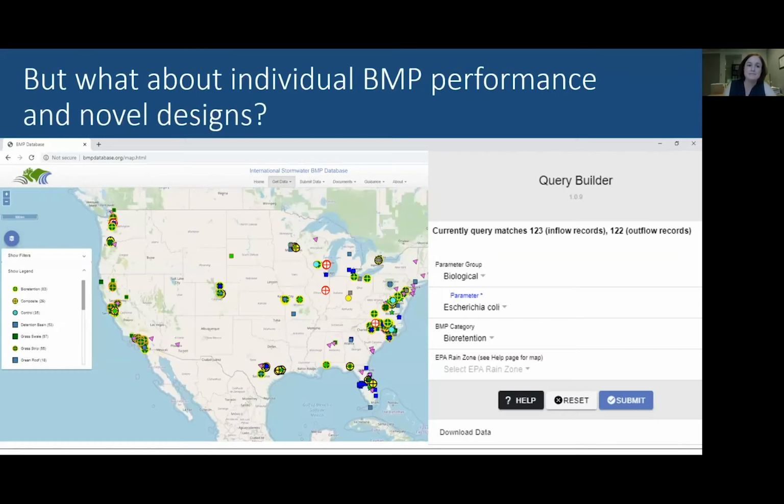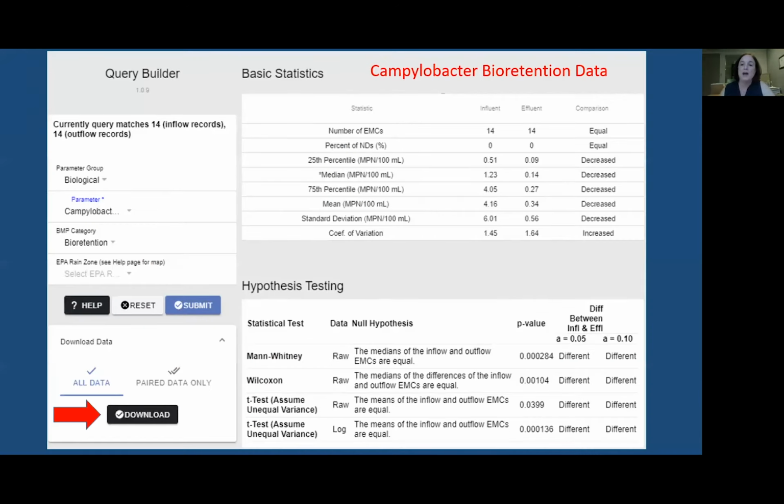So some of you may be saying, well, what about individual BMPs that perform better than these category level summaries? This is where we get into the second retrieval option for the BMP database, where we have a map tool where you can retrieve specific BMP studies and run statistical analysis on the fly, dynamic statistical analysis for BMP types and pollutant types of concern for you.